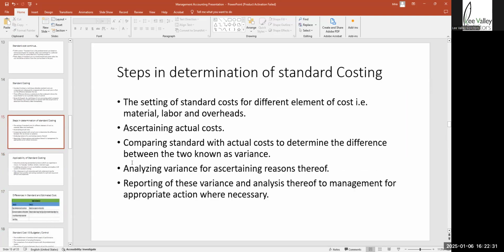The setting of standard cost for different elements of cost. These are the steps in determination of standard costing. First of all, the setting of standard cost for different elements, ascertaining actual cost, comparing standard with actual cost, analyzing variance for ascertaining reason, reporting of these variances and analysis thereof to management.